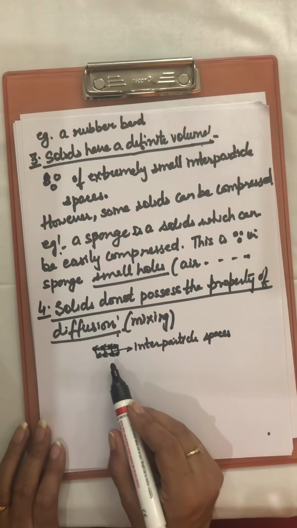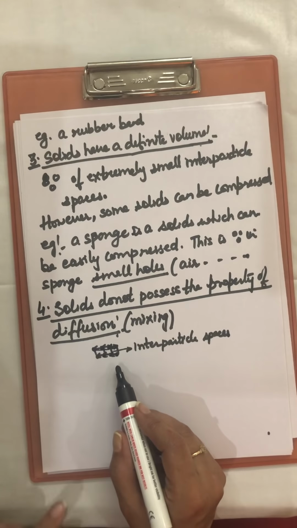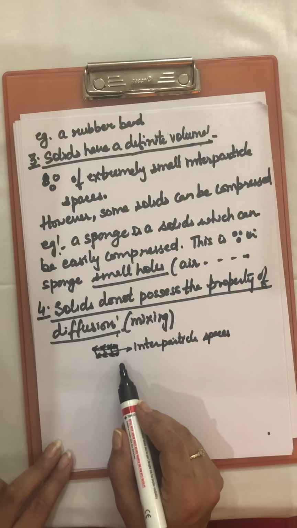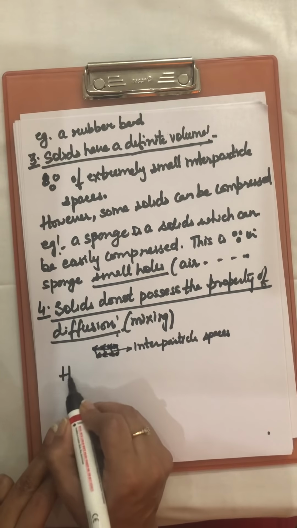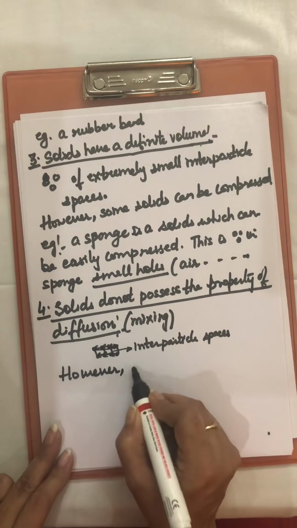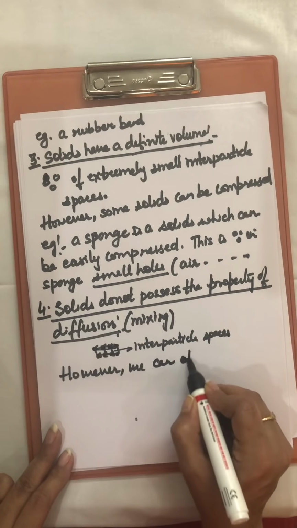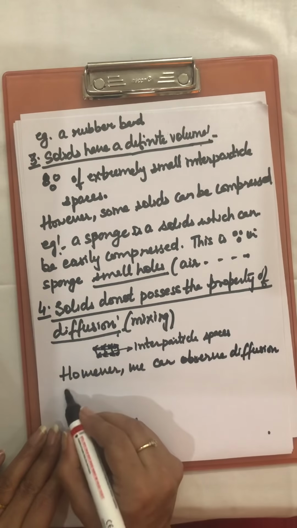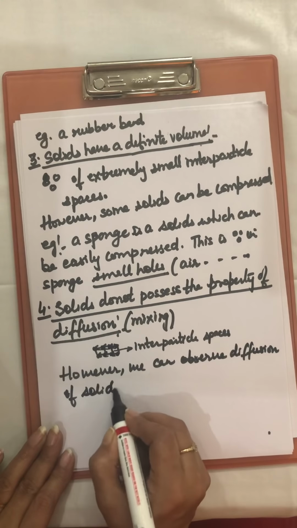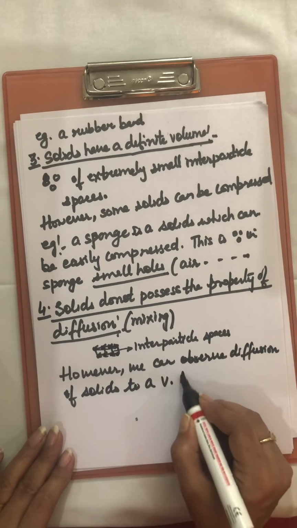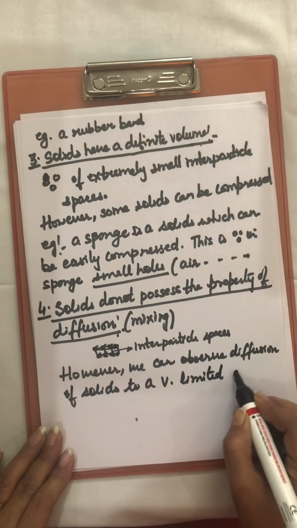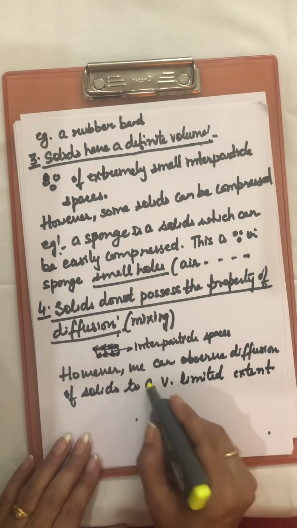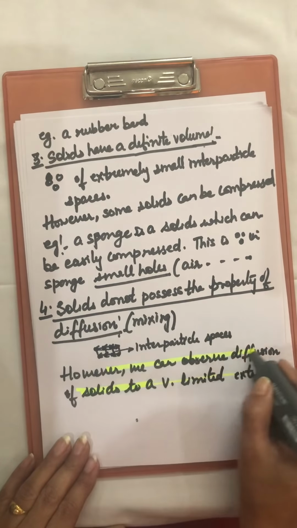Because of these small interparticle spaces and strong forces between the particles of solid, they cannot move and hence they cannot diffuse into each other. However, we can observe diffusion of solids to a very limited extent. We can observe diffusion even in case of solids, though to a very limited extent.